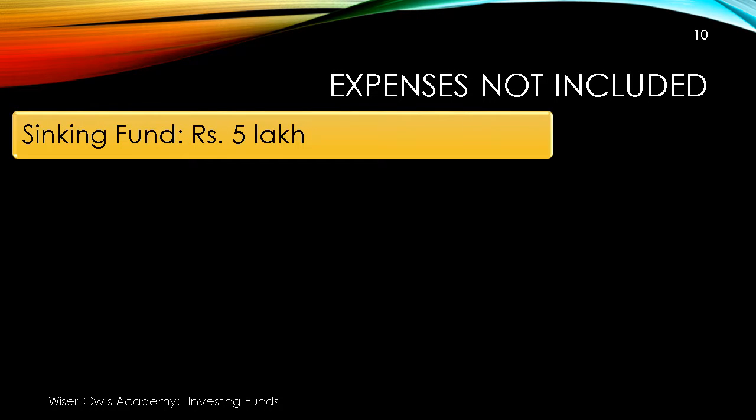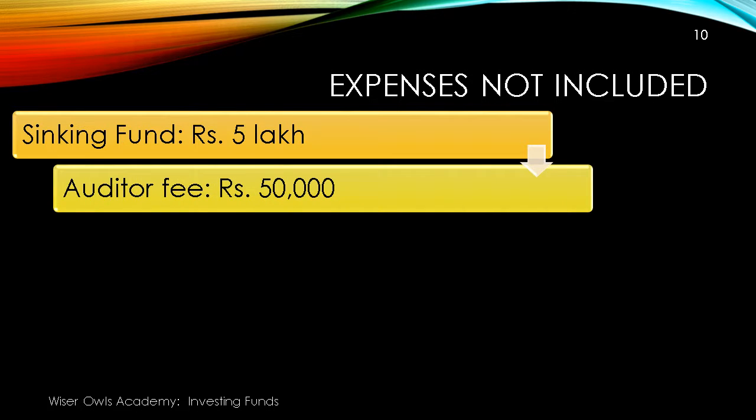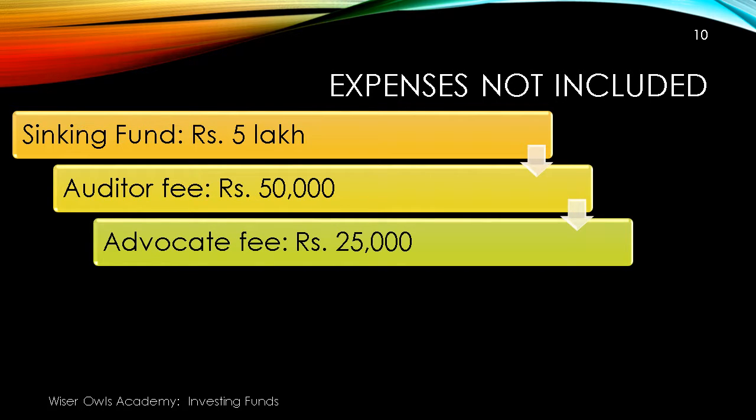The budget doesn't include certain expenses. For example, the sinking fund is not shown. The sinking fund is going to cost us around 5 lakh rupees. The auditor's fee, which is mandatory, will be around 50,000 rupees. The advocate will cost another 25,000 if we just have to go for a simple conveyance.